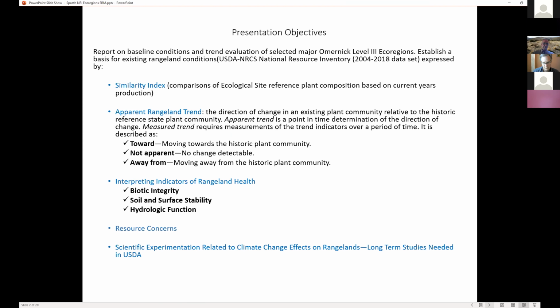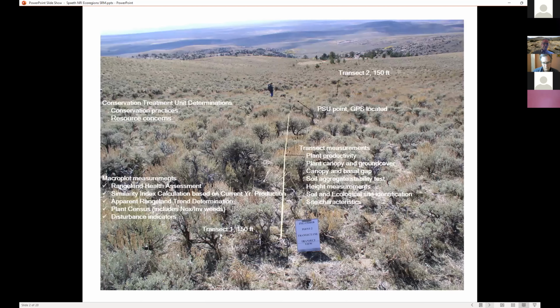So the NRI, this is what an NRI plot looks like. It's a 0.4 acre macro plot with 250-foot tapes aligned north and south, east and west, and a variety of data is collected on the transects within the macro plot and for the field.